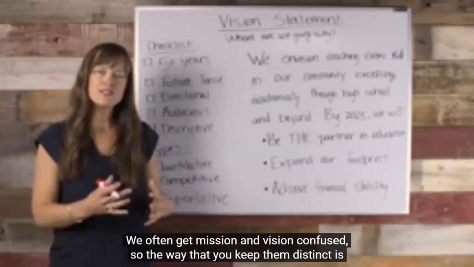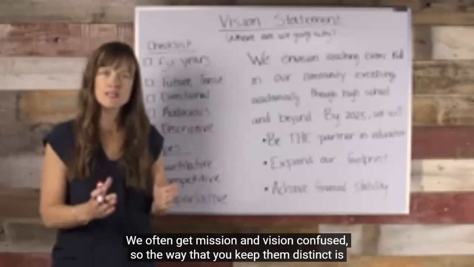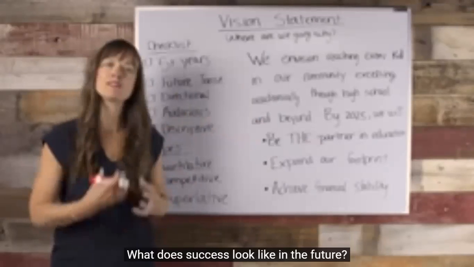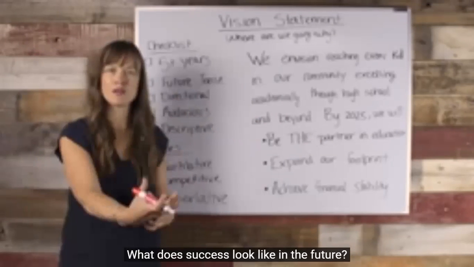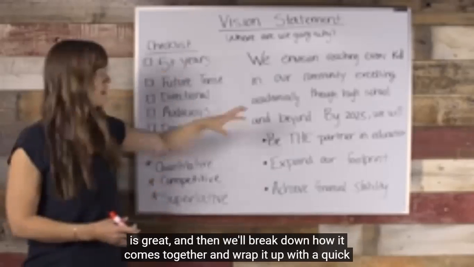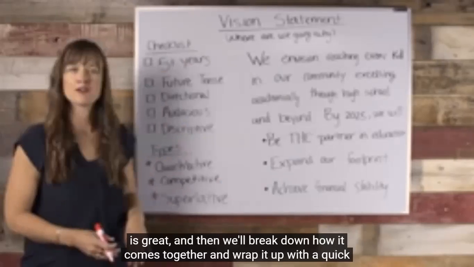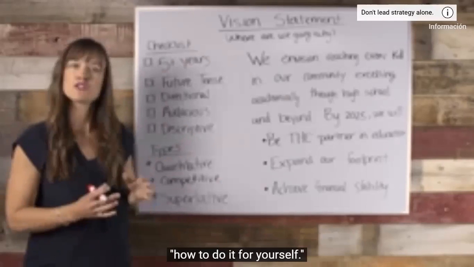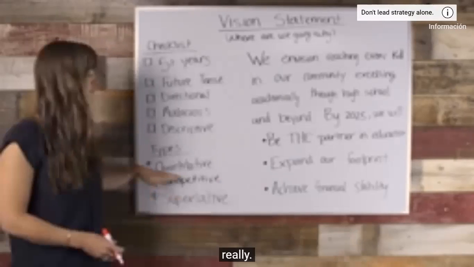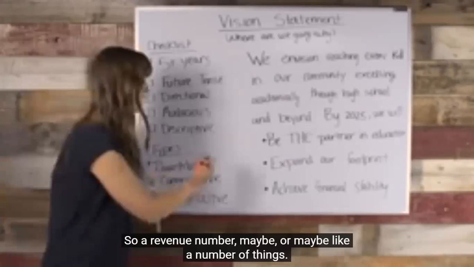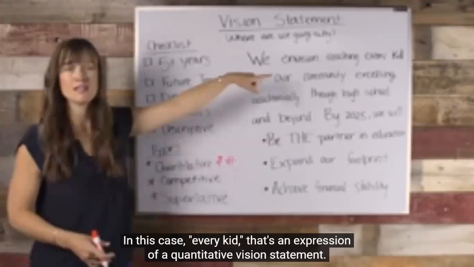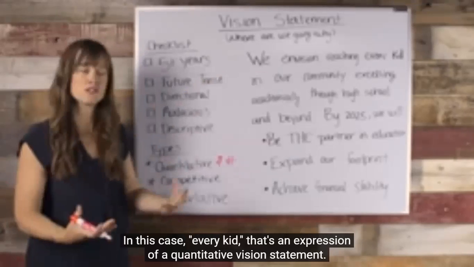We often get mission and vision confused, so the way that you keep them distinct is by making sure that your vision statement articulates where. Where are we going? What does success look like in the future? Let's talk about the different types of vision statements, a checklist to make sure yours is great, and then we'll break down how it comes together and wrap it up with a quick how to do it for yourself. So there are three different types of vision statements that come in three different flavors, really. The first is quantitative. So a revenue number, maybe, or maybe like a number of things. In this case, every kid, that's an expression of a quantitative vision statement.